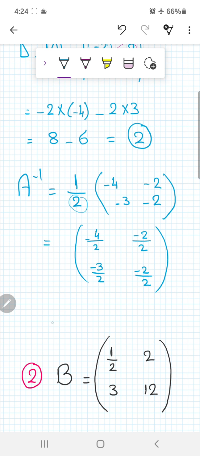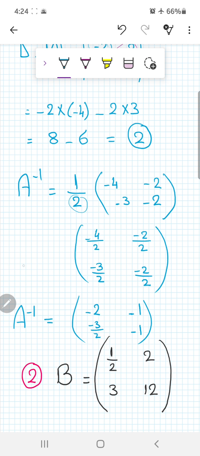Okay? Negative 4 divided by 2 is negative 2. Here, negative 1. Here, negative 3 over 2. And finally, negative 1. And this matrix is A⁻¹.